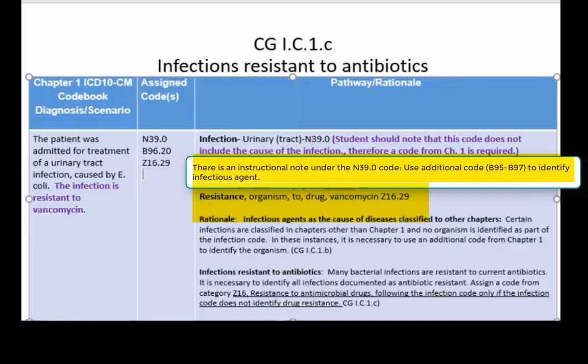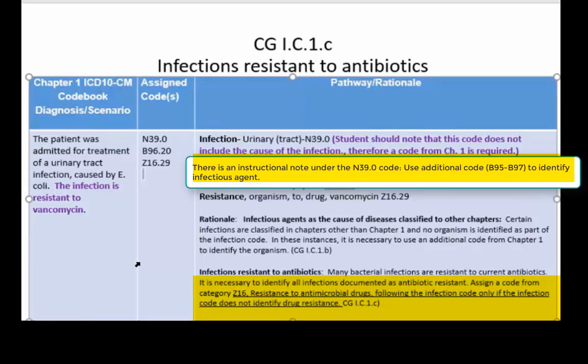I have here the path and the index and how you find the code. Then the rationale, being we would use the guideline that was listed on the previous slide about identifying the cause of the disease with a code from Chapter 1. And then the resistance to antibiotic, the Z16 code, we would use that as well.